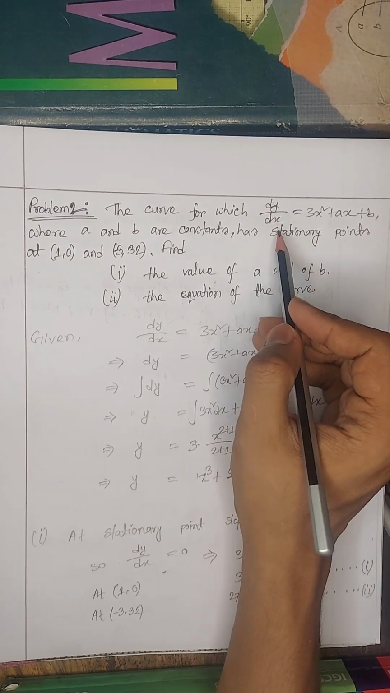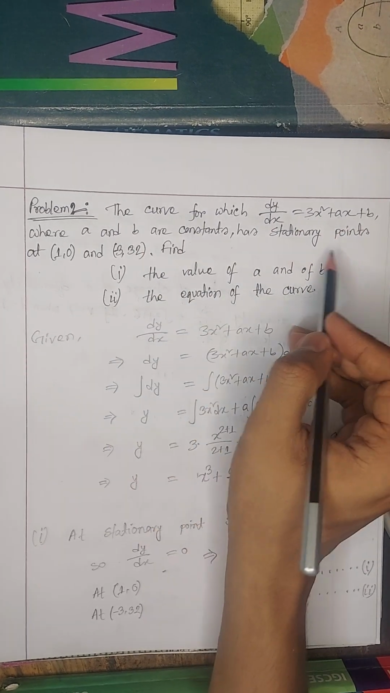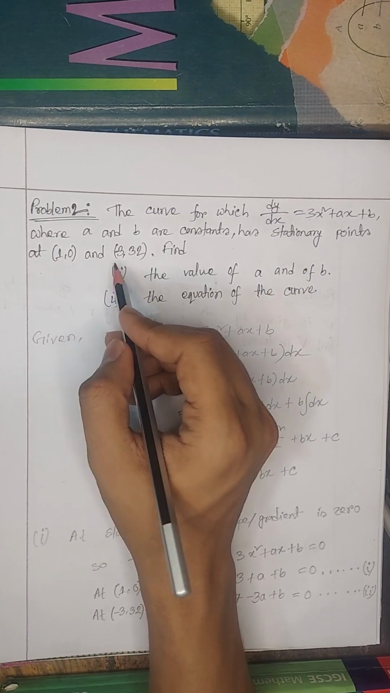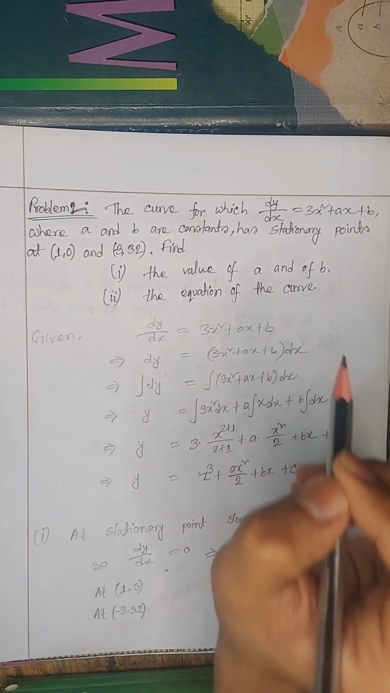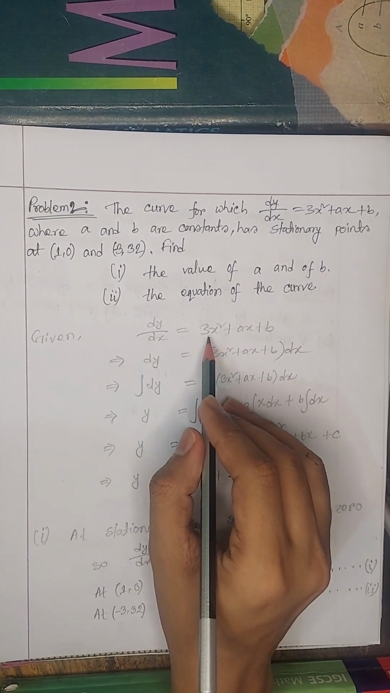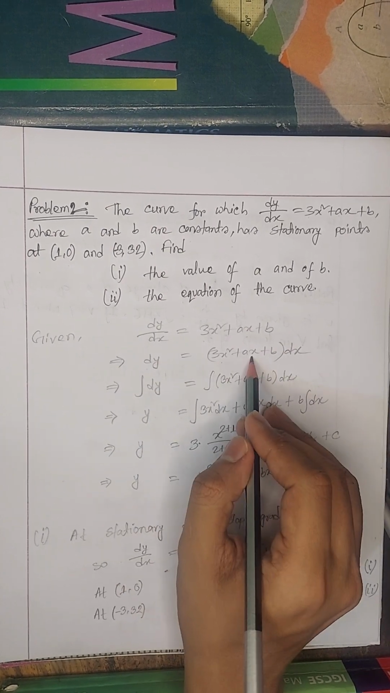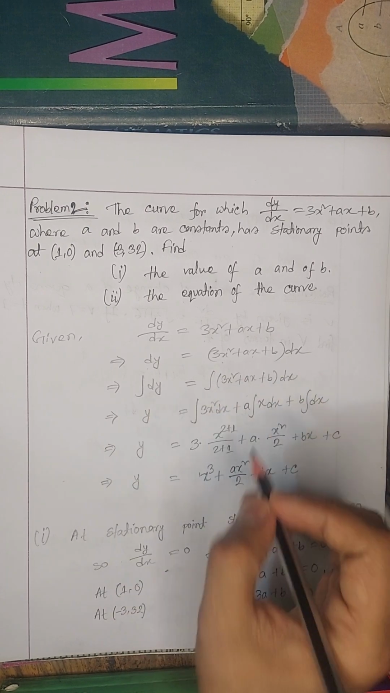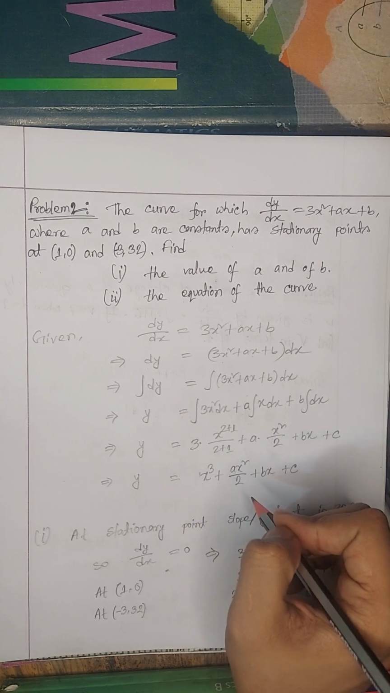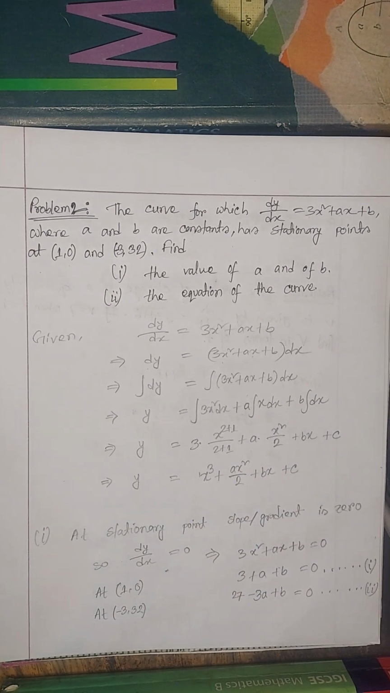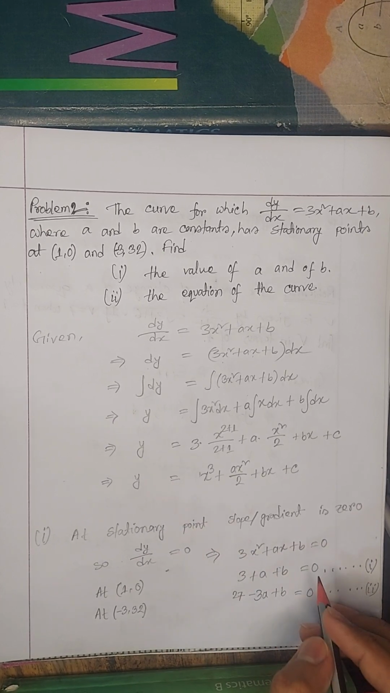Now the curve for which dy by dx is equal to 3x square plus ax plus b, where a and b are constants, and has stationary points 1, 0 and minus 3, 32. We have to find the value of a and b and the equation of the curve. Given dy by dx is equal to 3x square plus ax plus b, and then dy is equal to 3x square plus ax plus b times dx. If we integrate both sides, then the value of y will be x cube plus ax square by 2 plus bx plus c.